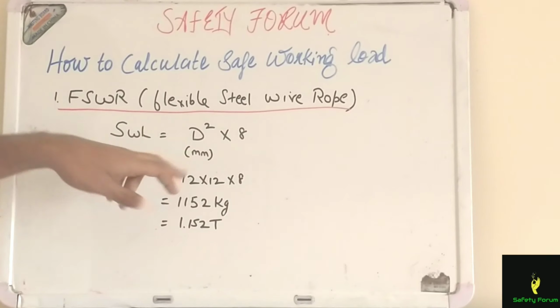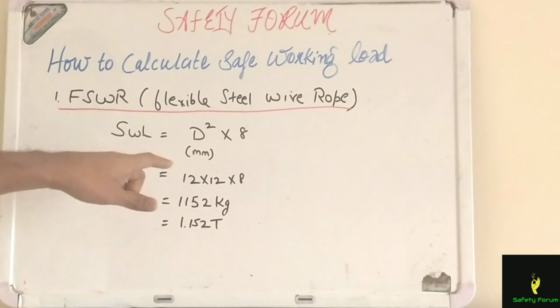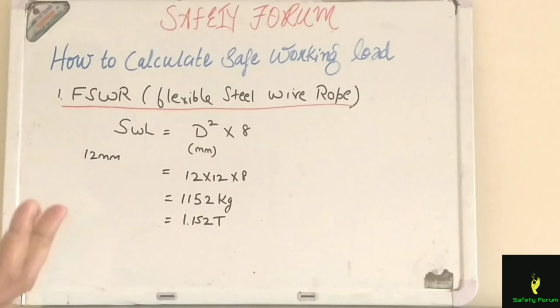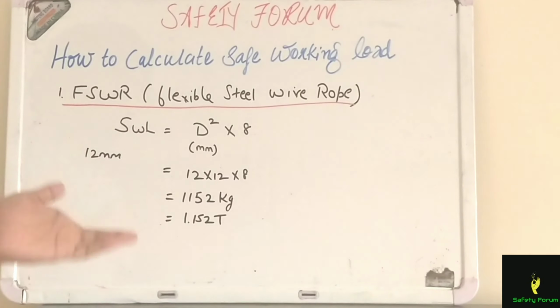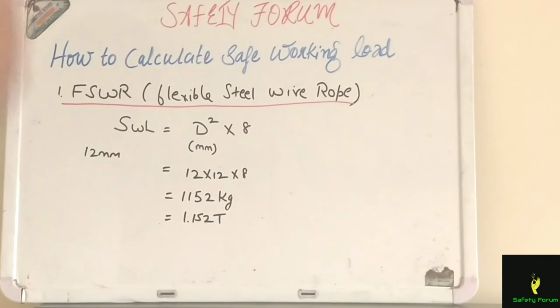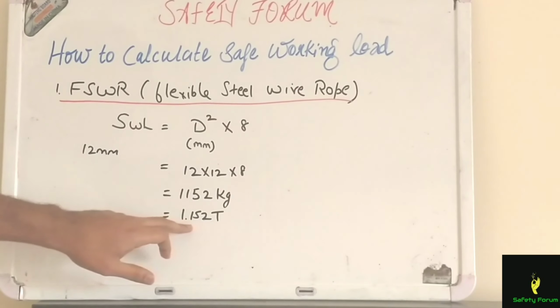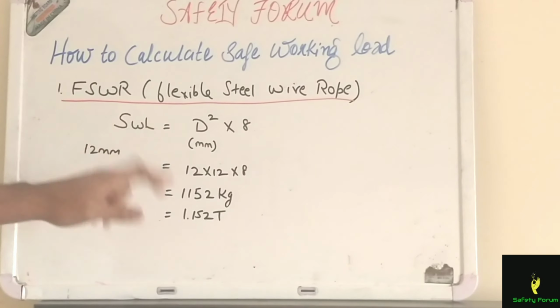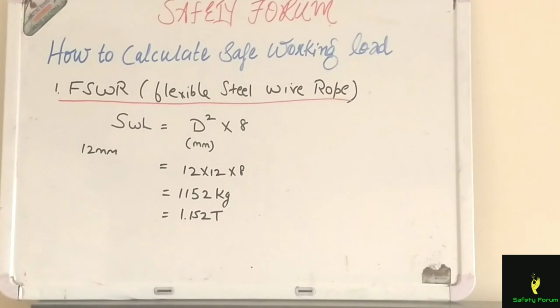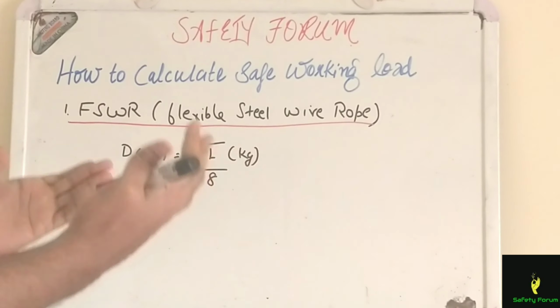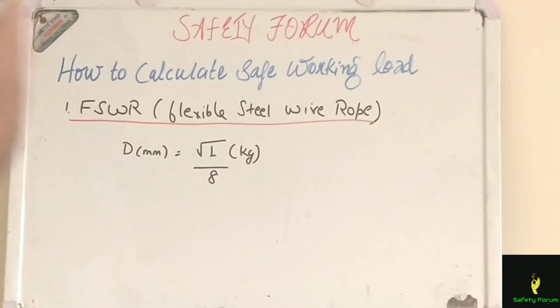So this is the safe working load for this FSWR, which has a 12 mm diameter. This is the common formula which you can use to find out the SWL. And here, this 8, many people used to ask which is the constant value which we can say is used for calculation. This is a method to find out the safe working load.